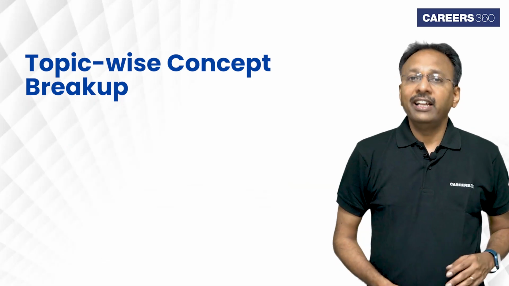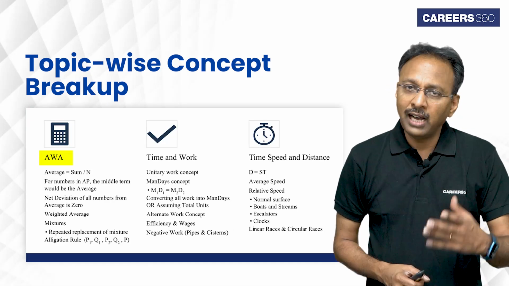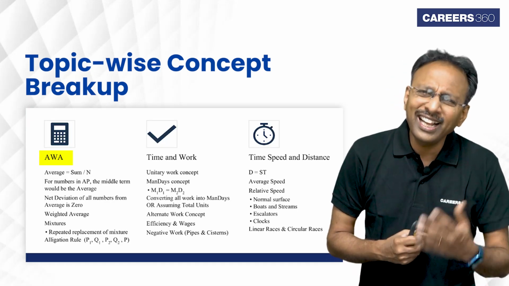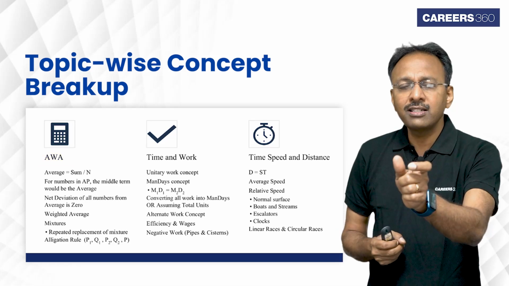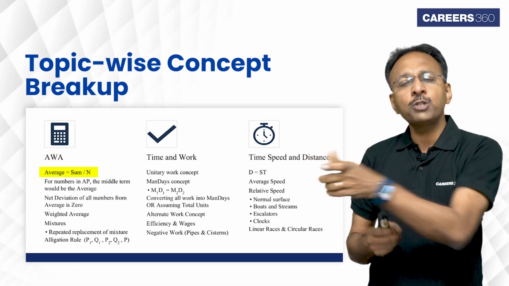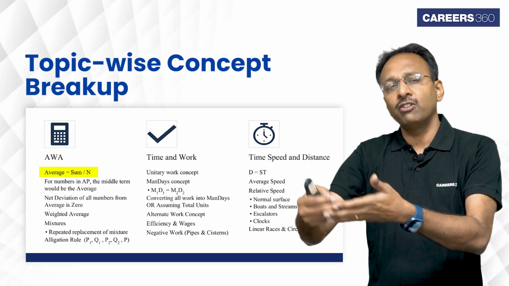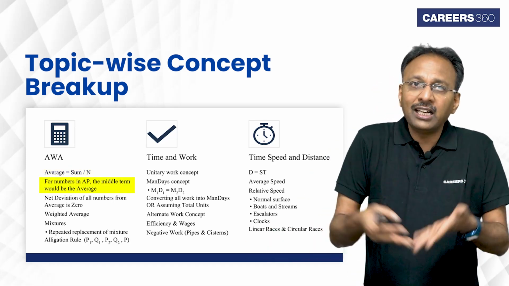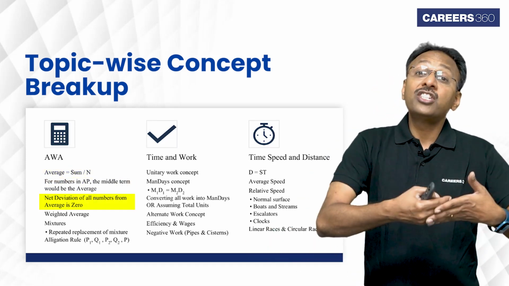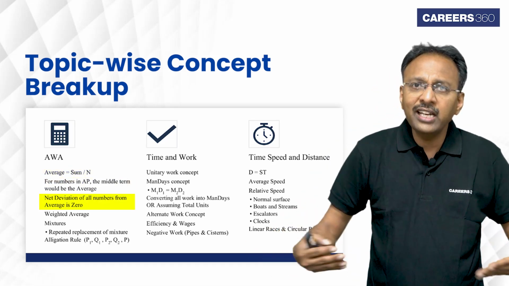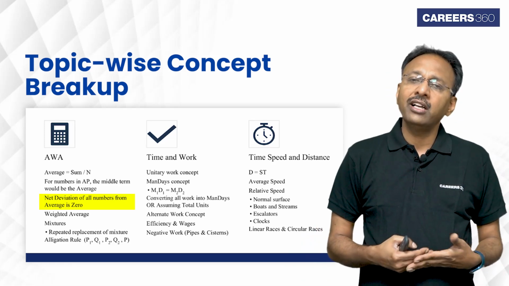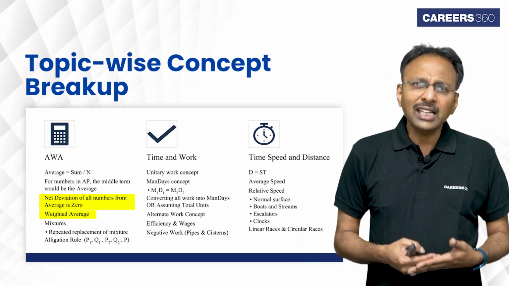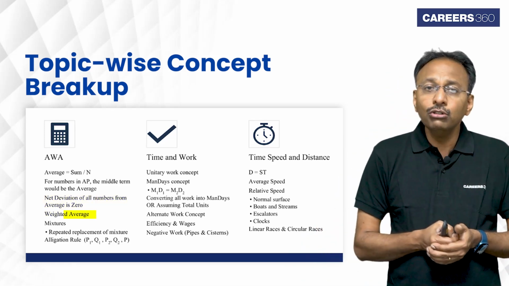Then look at the other areas like averages, mixtures, allegations. What is there in that? Average is the total sum of all the numbers divided by the number of numbers. Average is equal to sum by numbers. Then if there is an AP, the middle term is the average. What is the deviation method? Understanding the deviation method, you will understand the weighted average. And more importantly, the allegation rule.